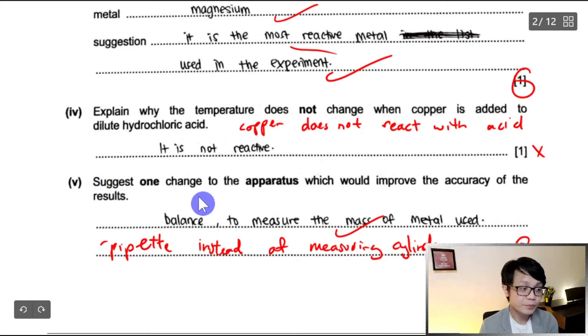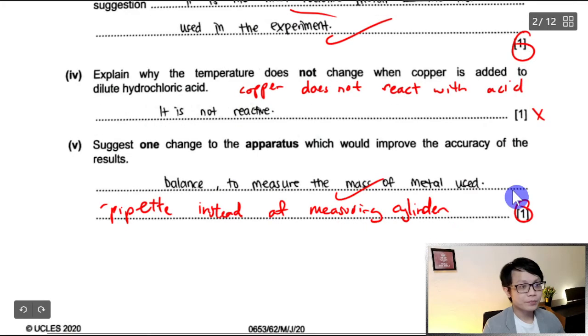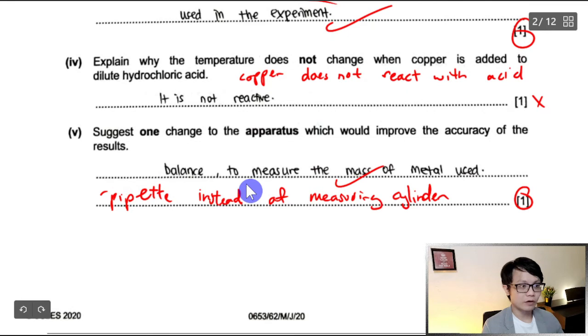Suggest one change to the apparatus that would improve the accuracy. The student mentioned measuring the mass of the metal with a balance, which is correct, but the preferable answer is a pipette instead of a measuring cylinder. This is the preferable answer, but both are correct. So you get 1 mark.